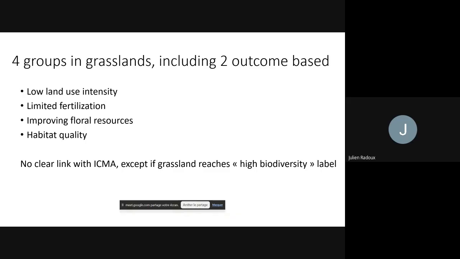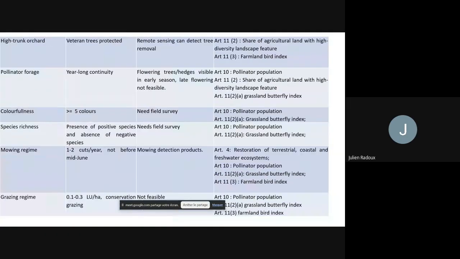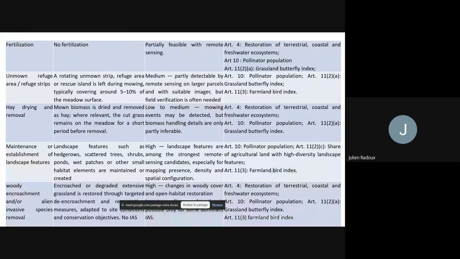For grassland, I will go quickly. Low land use intensity is good, limited fertilization, improving floral resources and habitat quality. The last two are outcome-based. And I didn't find any clear link with ICMA except the share of high biodiversity grassland in an area. But again, this is only if you reach the top level that you can start talking about that. So those are the practices.